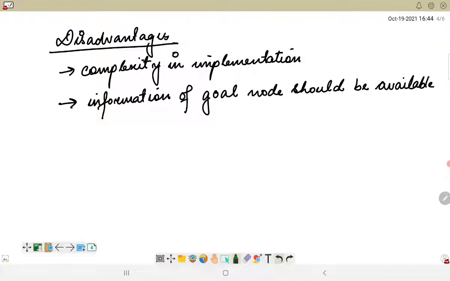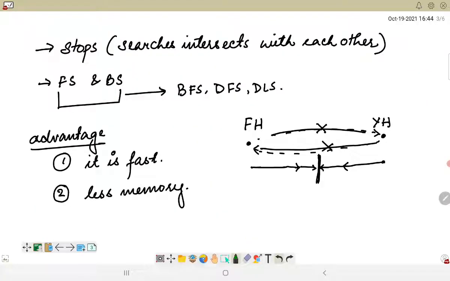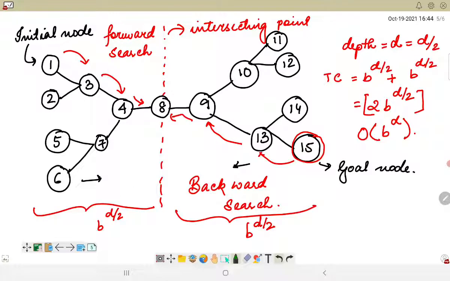So this is all we had to know about bidirectional searches, where two different simultaneous searches occur, that is forward search and backward search. In order to implement this, the only disadvantage is that we have to have information about the goal node. So that is all for bidirectional searches.